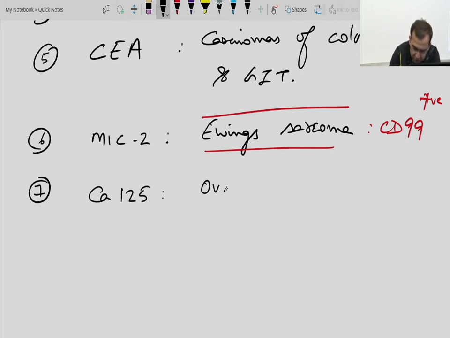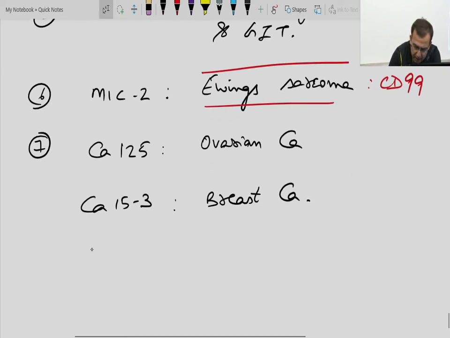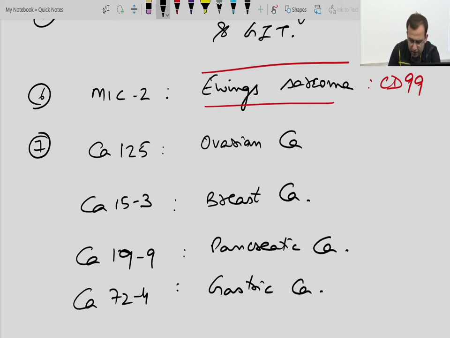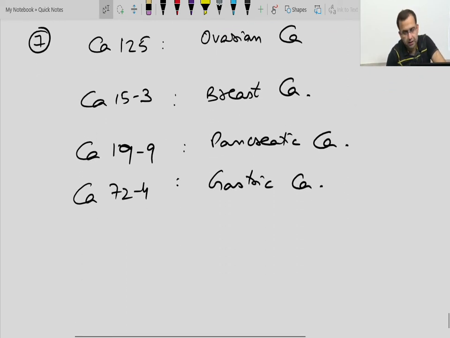Next are the CA markers. CA125, which is positive in ovarian cancers. CA15-3, breast cancer. CA19-9, pancreatic cancer. Add one more here, CA72-4, gastric cancer. Though this has not been asked till now, it can very well be asked. CA125 ovarian, 15-3 breast, 19-9 pancreatic, 72-4 gastric cancer.